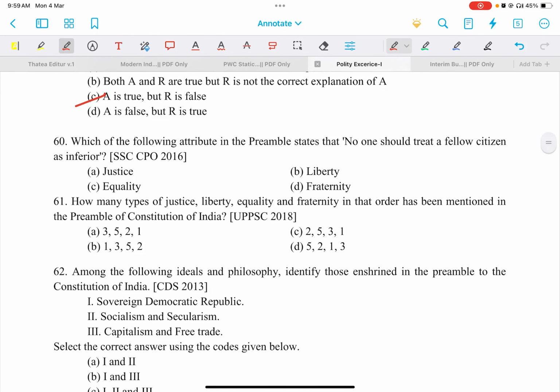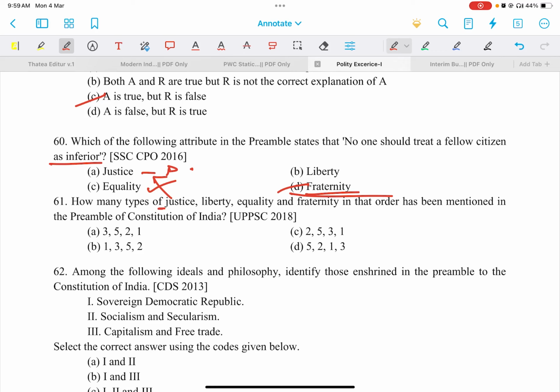Which of the following attributes in the preamble states that no one should treat a fellow citizen as inferior? Right to equality. Question number 60. Fraternity. Justice: political justice, social justice, and economic justice. Equality of status. Liberty of thought, belief, faith. Fraternity means a common spirit of brotherhood. So option D is the right answer.